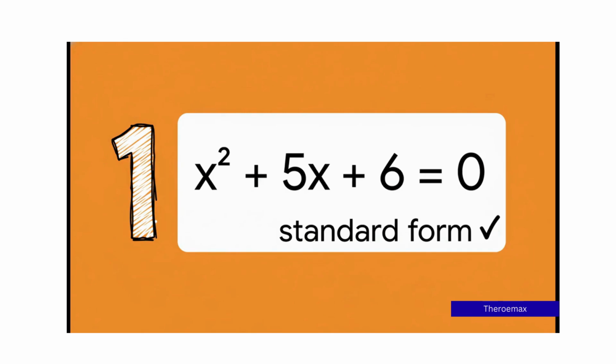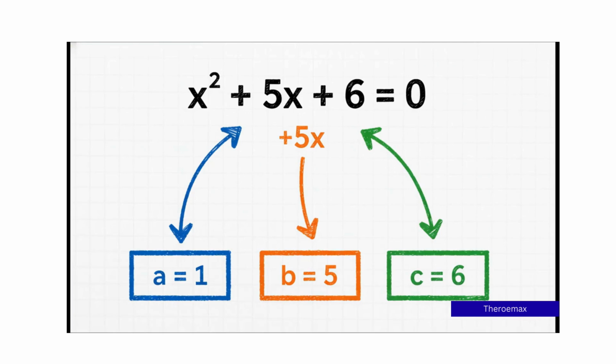All right, let's kick things off with a nice, friendly example. x squared plus 5x plus 6 equals 0. It's already in standard form, so hey, step 1 is already done for us. Okay, step 2. Let's find our a, b, and c. So looking at our equation, a is the number in front of the x squared. In this case, there's nothing there, so it's an invisible 1. b is the number in front of the x, which is 5, and c is just that constant hanging out at the end, which is 6.